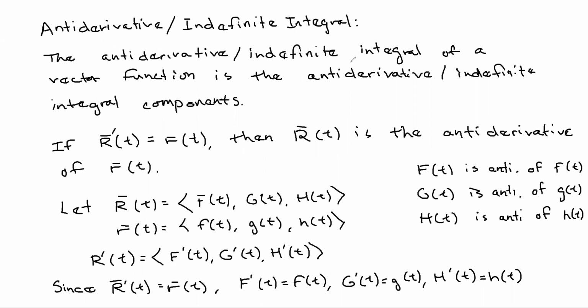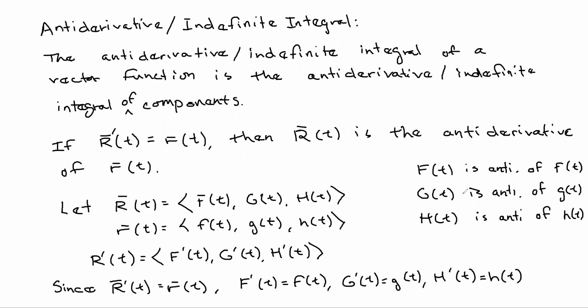The antiderivative of a vector function is the antiderivative of the components, well, not the integral components, sorry. Oh, shoot, that actually was right. It's the indefinite integral of the components. Oops, that was correct. Of the components. That's the word that was missing, of components.